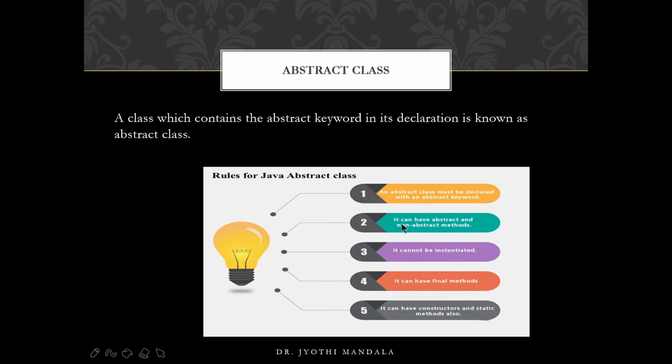You need to remember these rules. Whenever you want to convert any class to an abstract class, it should have the abstract keyword. An abstract class can have a combination of abstract and non-abstract methods. Objects cannot be created. It can have final methods, static methods, and also constructors. So an abstract class is equal to a normal class, with the additional feature that we can have method declarations only.